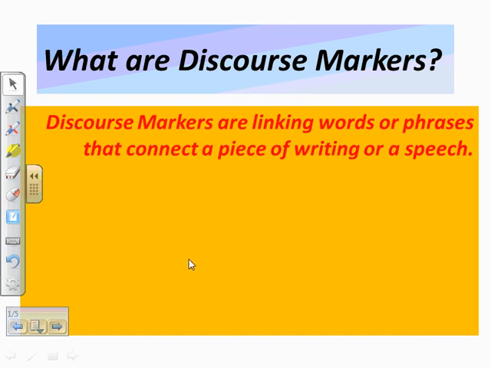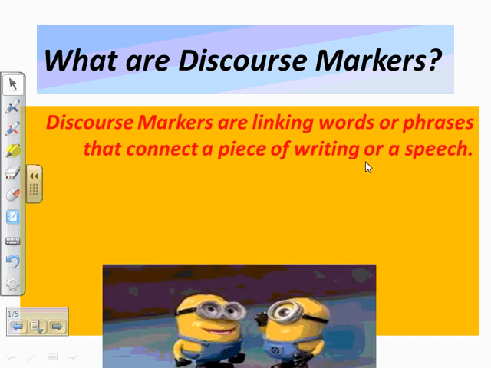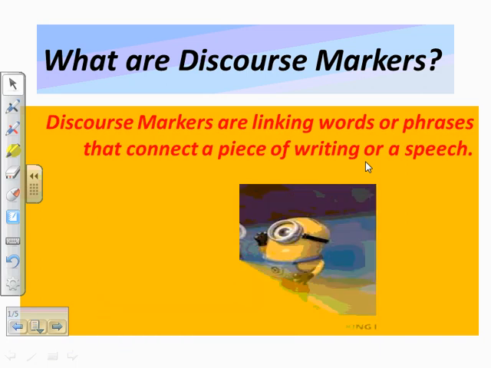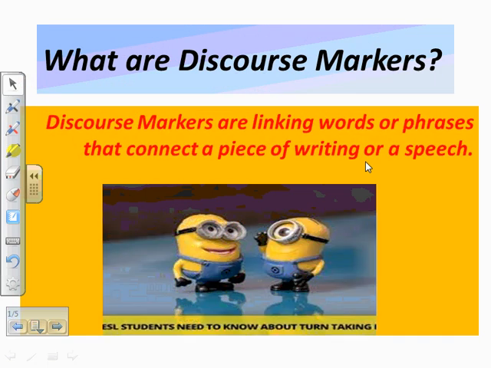What are discourse markers? You ask yourselves, what are discourse markers? Discourse markers are linking words or phrases. Some words are put together to make a phrase that connect a piece of writing or speech. And discourse markers are used in spoken language, mostly in spoken language, to make it more natural. This is the definition of discourse markers.